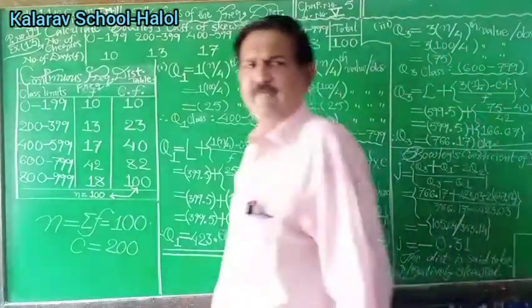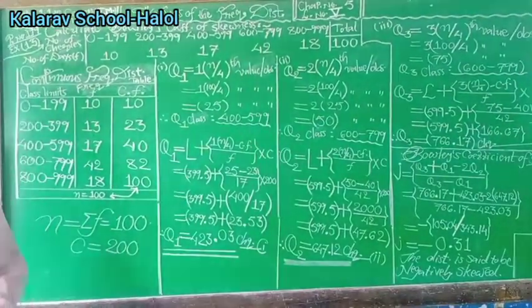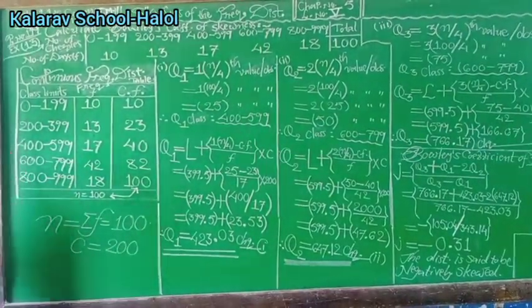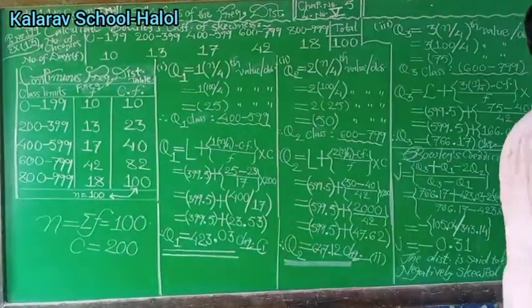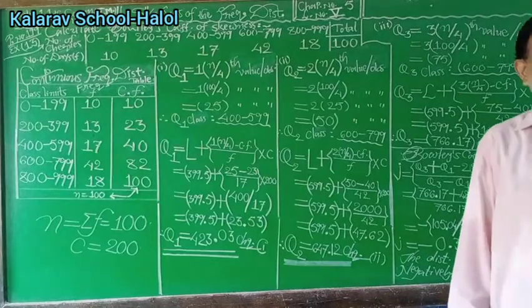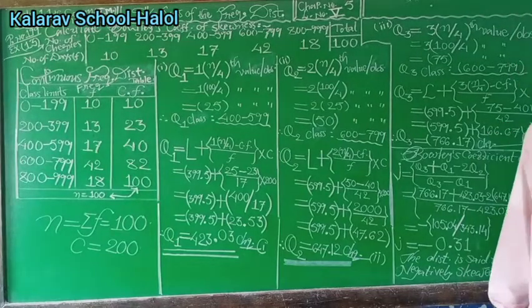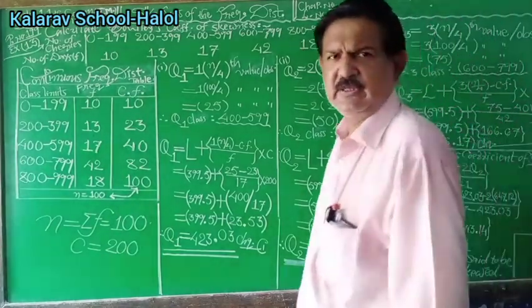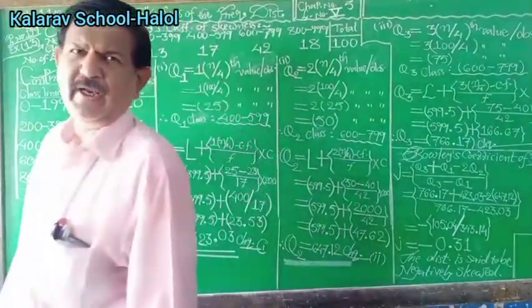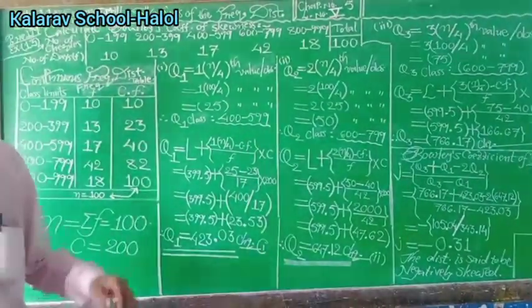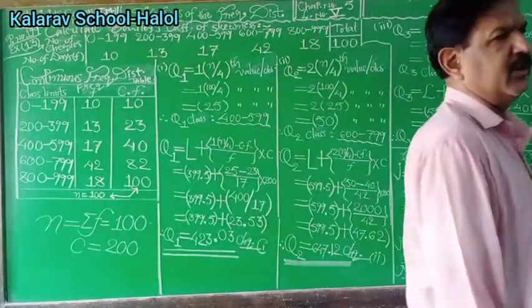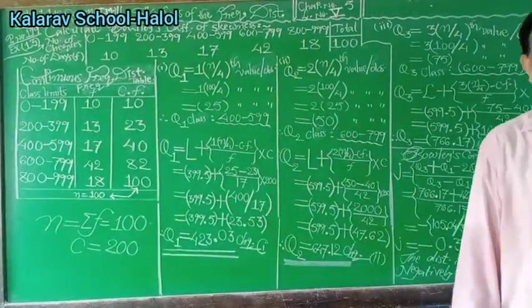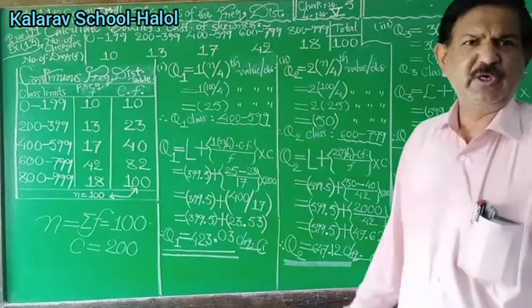Good morning everyone. Statistics chapter number 5. Skewness of the frequency distribution, in which mainly there are two methods, Karl Pearson method and Bowley's coefficient of skewness. It is also known as quartile coefficient of skewness. Last time we saw the discrete frequency distribution, and today we take the continuous type frequency distribution.